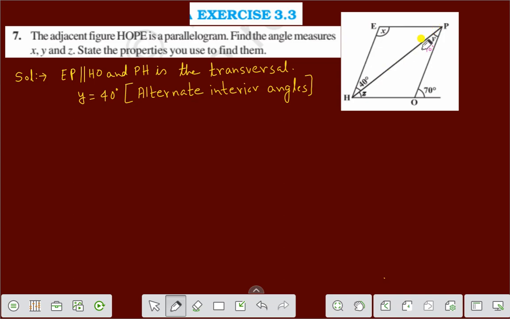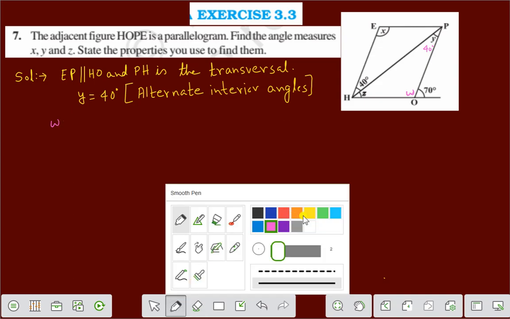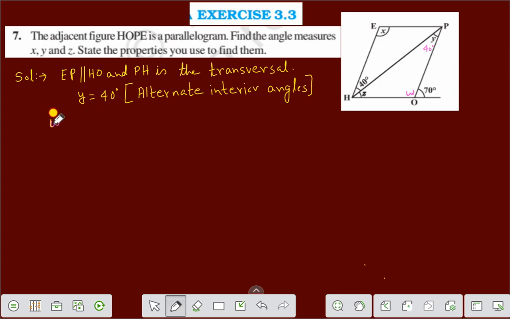Now you see, this angle is 40 degrees. Let us take this angle HOP as W. Then W plus 70 degrees is equal to 180 degrees. The reason is that this is a linear pair: this angle plus this angle is 180 degrees, a straight angle.